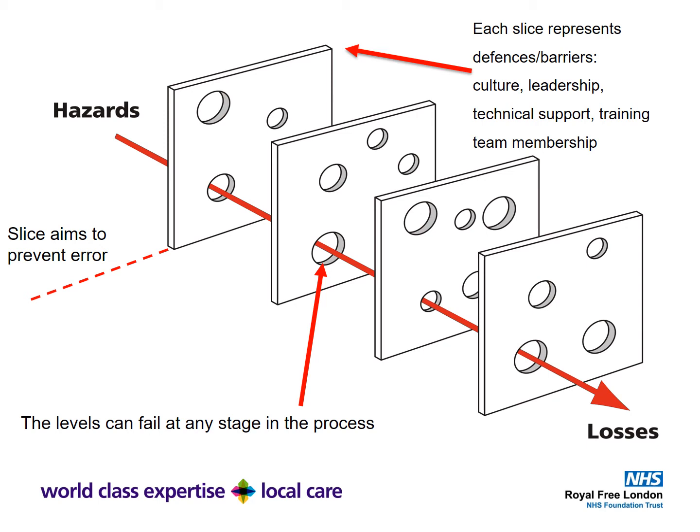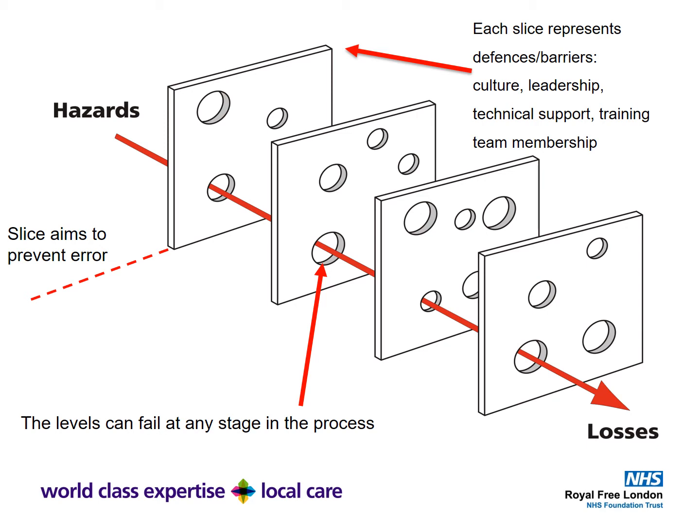Now each slice aims to prevent error. So this would be, let's say we're booking a patient into theatre, or when they arrive into the emergency department that you want to register them. So you want to try and prevent error at each stage. And each slice represents the defences or barriers that an organisation might have to try and prevent progression to losses.